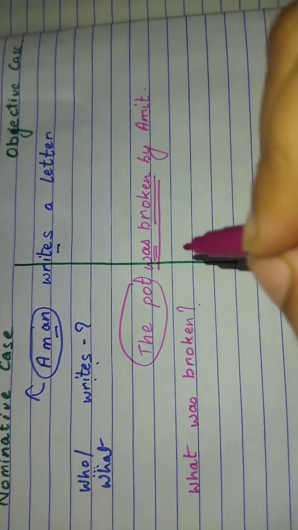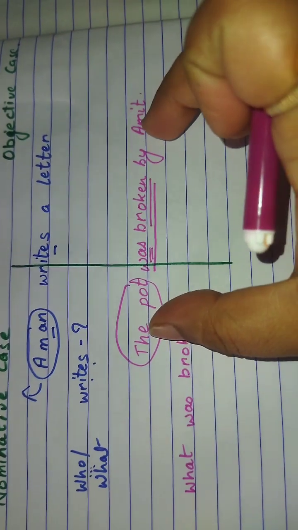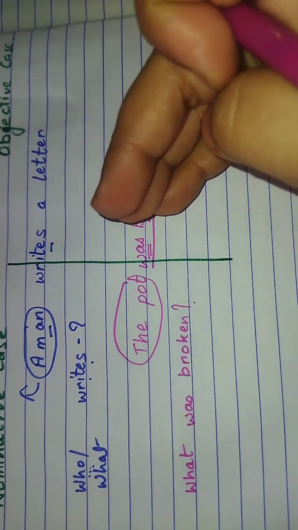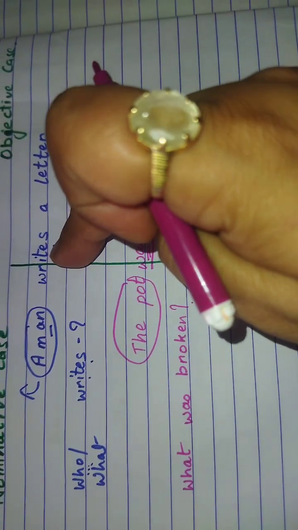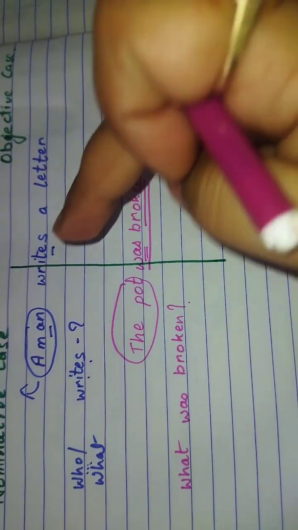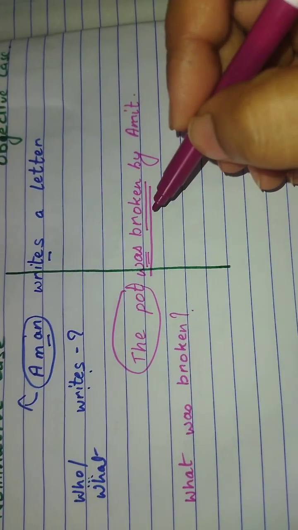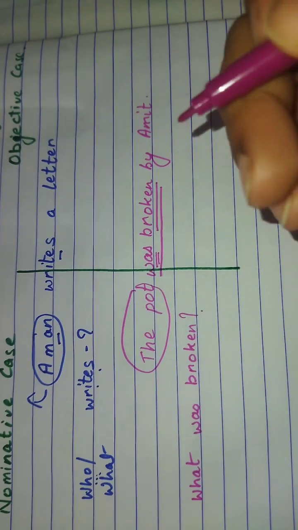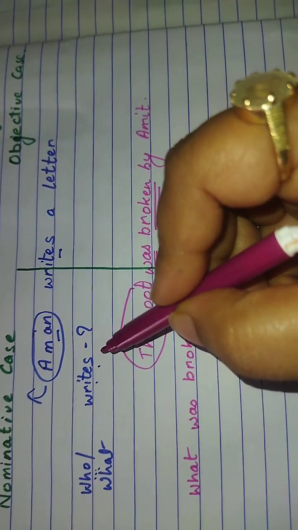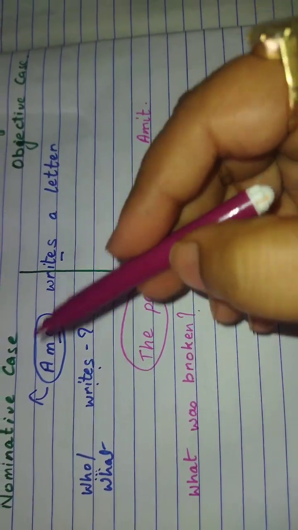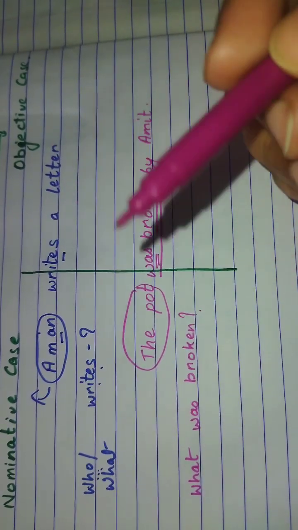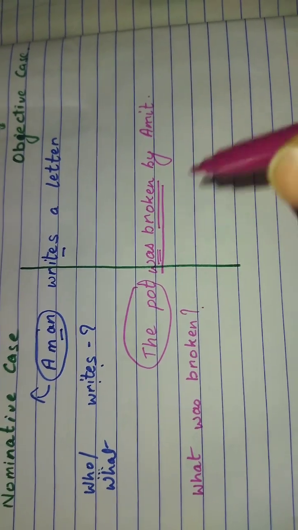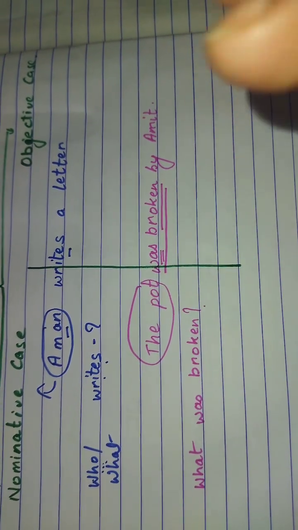The pot. So if a sentence is given and you have to find the noun in the nominative case, you first have to find the verb in the sentence, like writes, and was broken. Then you have to ask a question, who, and then the verb. Who writes? Aman writes. So Aman is in the nominative case. What was broken? The pot. So the pot is in the nominative case.